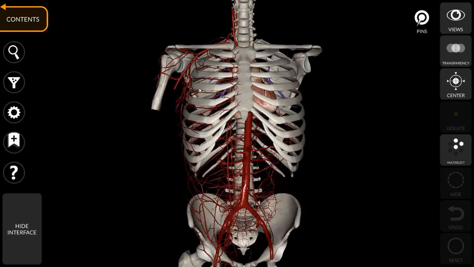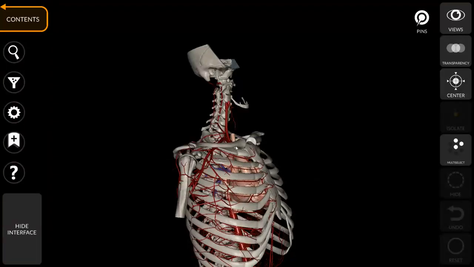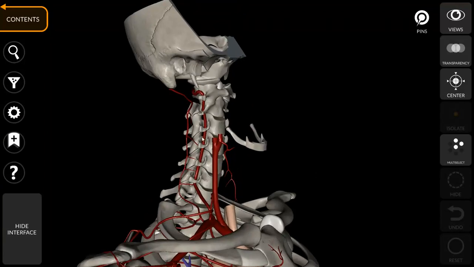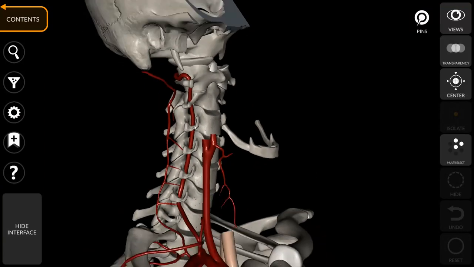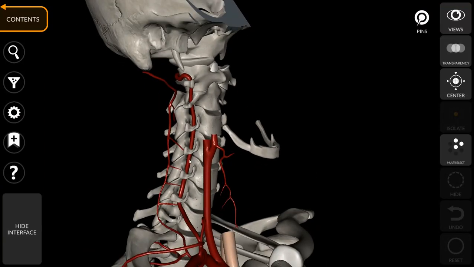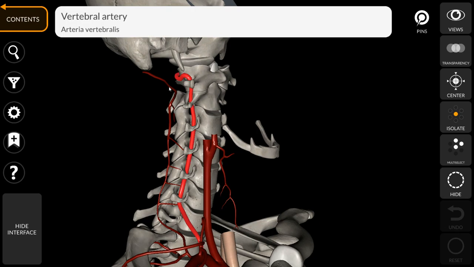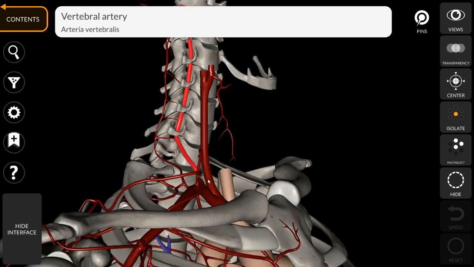I show you something over here. This image shows the blood supply to your brain. This is one of the arteries which supplies your brain. Can you see this artery? This artery is known as the vertebral artery. In order to supply your brain, it is coming from your subclavian artery.